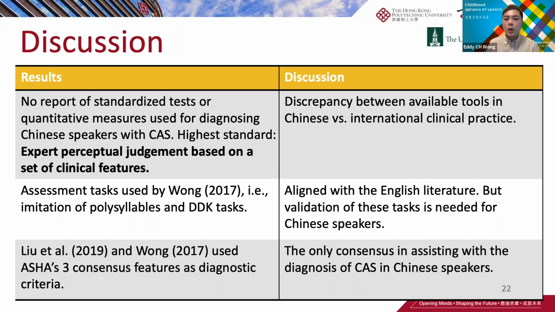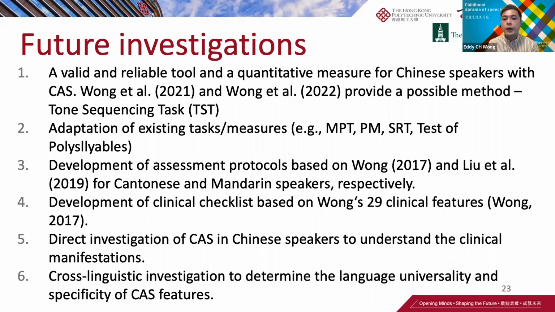There are some points that require future investigations. First, a valid and reliable tool or a quantitative measure for Chinese speakers is needed. Wang and colleagues 2021 and 2022 have provided a possible method, namely the tone sequencing task. While waiting for a reliable and valid tool, some other existing tasks or measures can be adapted for Chinese speakers.